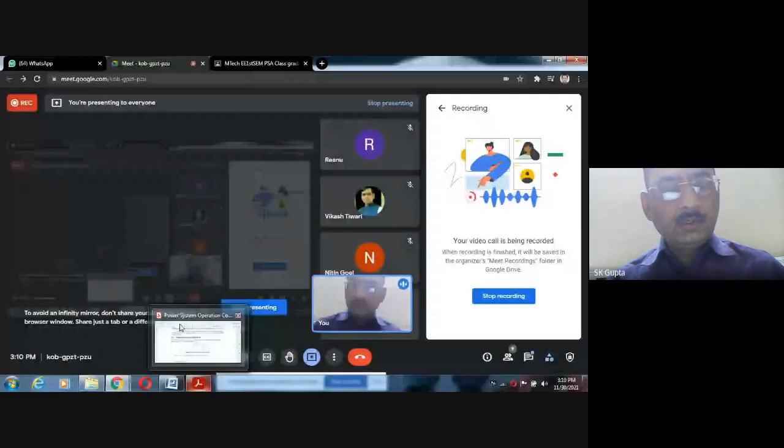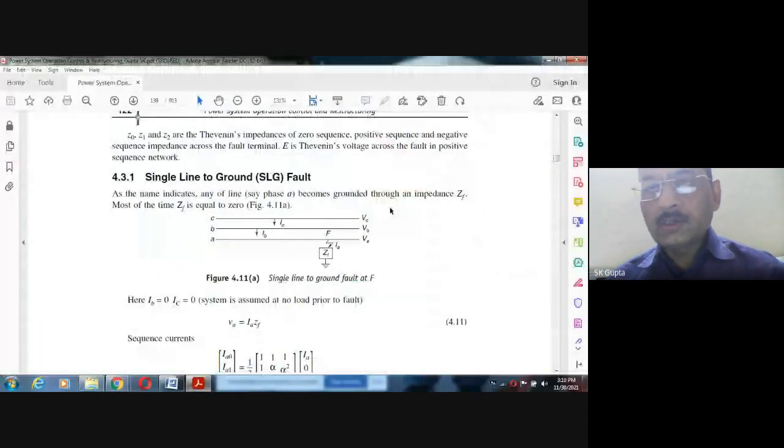That's why we convert the whole network into the positive sequence network, negative sequence network, and zero sequence network. Means any unbalanced system is converted into three balanced networks, and at the same time, the unbalanced voltage source is also considered as a sum of three balanced sources, which are called the positive sequence, negative sequence, and zero sequence voltages. Means there are three sequence voltages and three sequence networks.